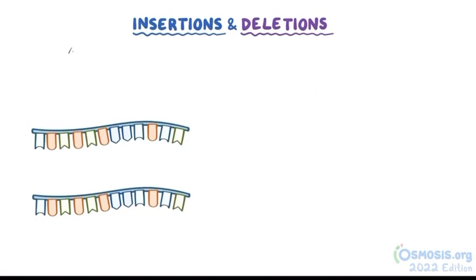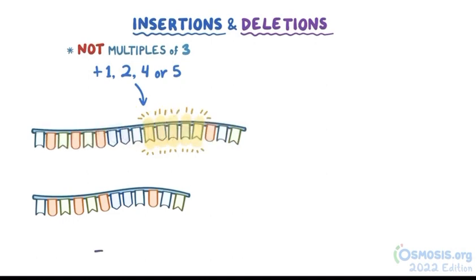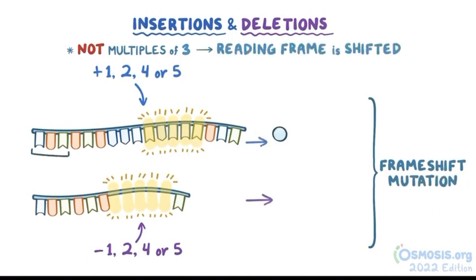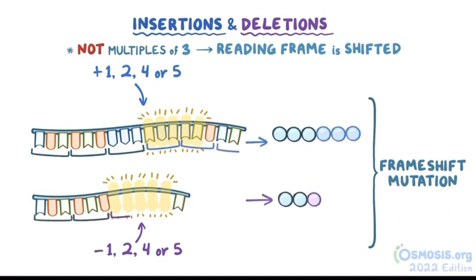If the deletions or insertions are not multiples of 3, like adding 1, 2, 4, or 5 nucleotides, or taking away 1, 2, 4, or 5 nucleotides, then it's called a frameshift mutation, because it means that the reading frame is shifted. Basically, every single codon after the insertion or deletion will be off, and the entire protein will be made of completely different amino acids.